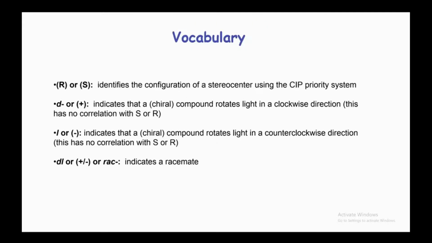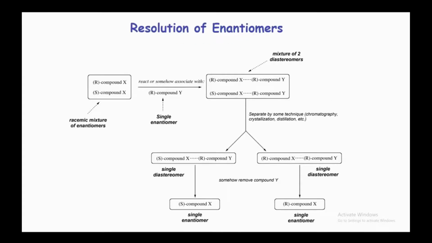So these are some key vocabularies that we learned in this video lecture. One was R and S: identify the configuration of the stereocenter using the CIP priority system. Then D, a plus, indicates that a chiral compound rotates light in a clockwise direction. Plus or minus has no correlation with S or R. And then L, minus, indicates that a chiral compound rotates light in a counterclockwise direction. This has no correlation with S or R. D, L or plus or minus, or RAC indicates racemic, 50% one enantiomer and 50% the other one.